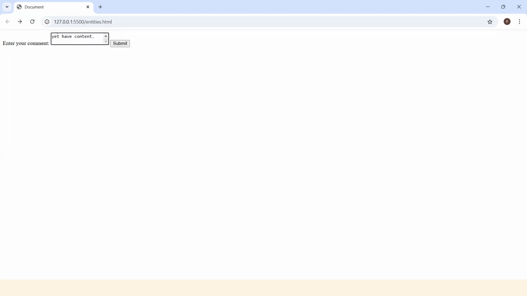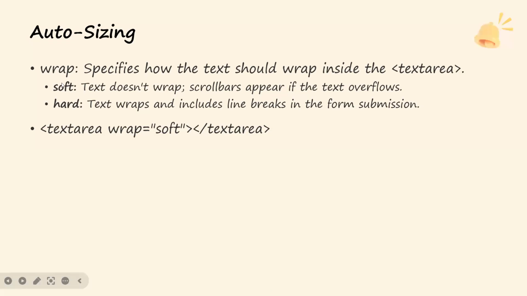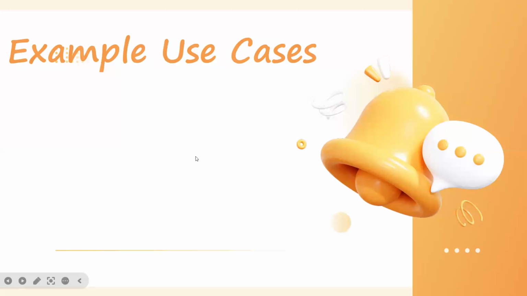So when you specify how the text should wrap inside the text area, when you say soft, the text doesn't wrap. Scroll bars appear if the text overflows. When you say hard, the text wraps and includes the line breaks in the form submission. Okay, so we have seen how to use the tool.